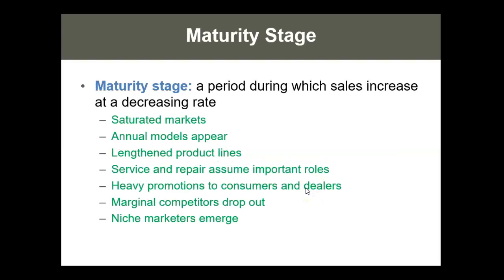Maturity stage. So sales are still increasing, but they're not increasing at a large rate. The markets are saturated. You lengthen your product line. Cheerios. They keep coming out with different kinds of Cheerios. I mean, what's next? They have chocolate Cheerios, blueberry Cheerios, Cheerios with strawberries, honey nut Cheerios, apple cinnamon Cheerios, original Cheerios, gluten-free Cheerios. What's next? Cauliflower Cheerios. So right there, lengthen product lines.